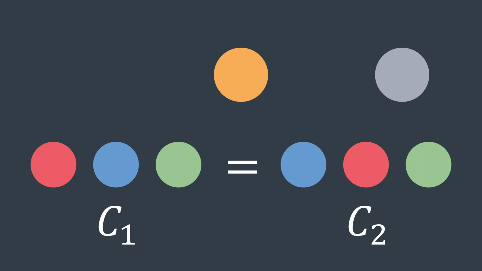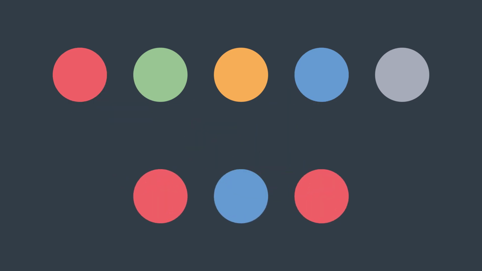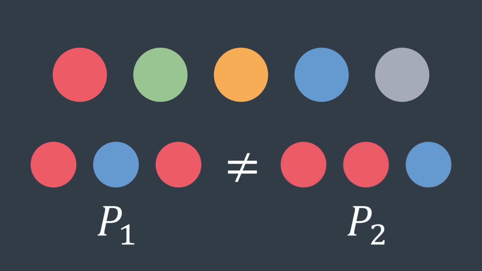And for permutations with repetition, it just means that we can take the same element many times. For example, red, blue, red. But the order is still important. Red, red, blue, for example, is a different permutation.